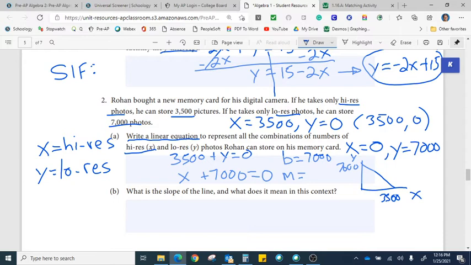Alright? So m is going to be, and it just says write a linear equation. Doesn't matter what form it's in. And I'll write this as the x-intercept. That was off a little bit. Don't pay attention to that first part of it. And the y-intercept, 7,000.